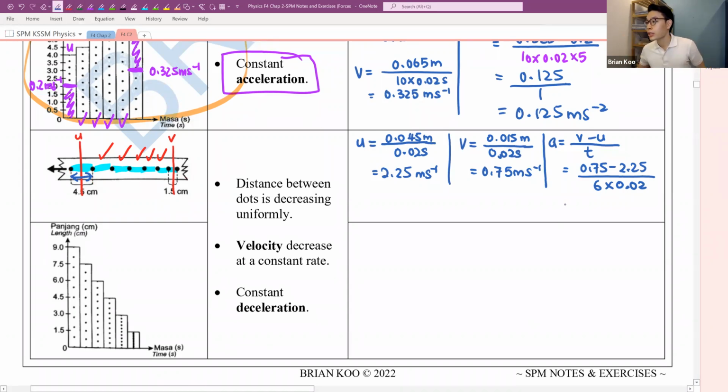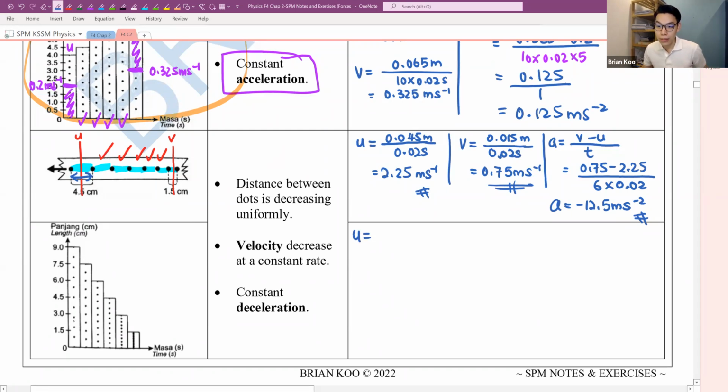So the final answer for this should be negative 12.5 meter per second squared. Units, make sure correct. Yours could either be in cm per second or meter per second, as long as you write out the unit correctly. Negative value for acceleration means slowing down. You can see the gap getting smaller and smaller, slowing down. Okay, next one.